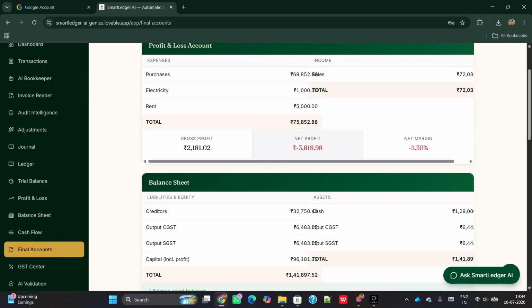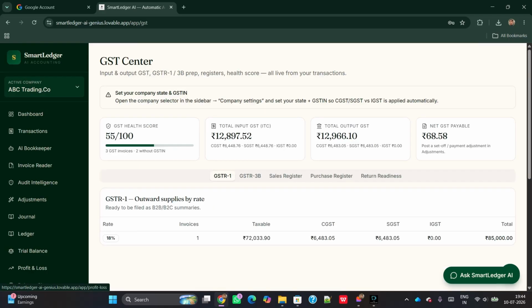Now coming down to GST Center, this is the feature which is provided by the Smart Ledger AI to find the total GST, that is how much amount is total input GST, output GST, and how much amount is payable to the government by the business entity. Also it highlights the GST health score.